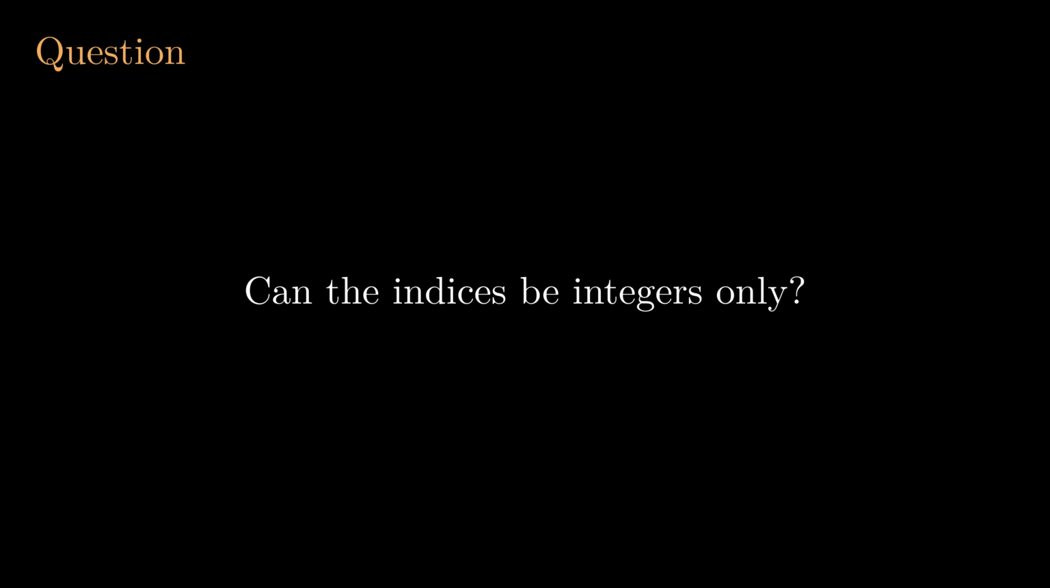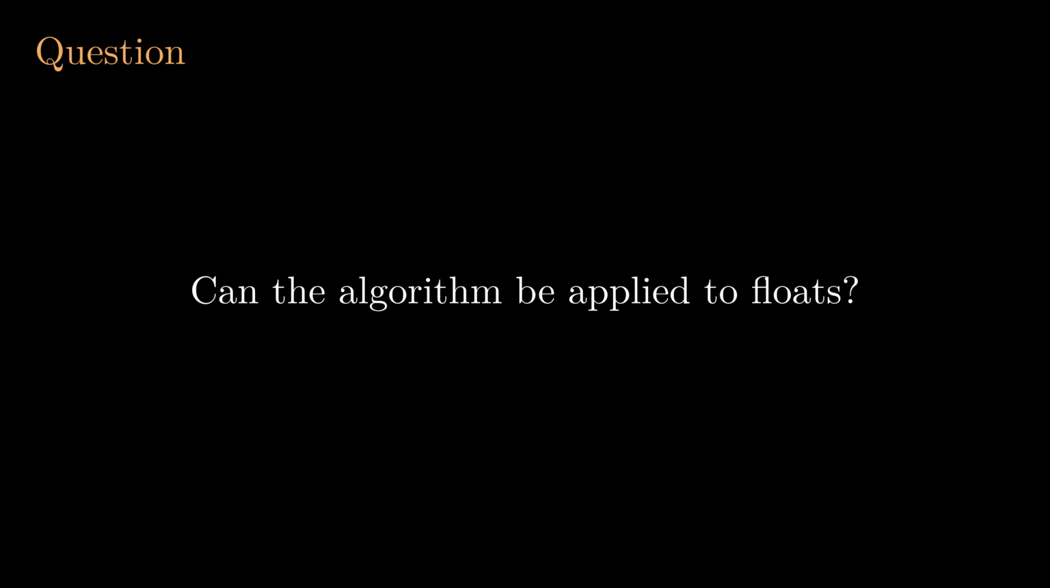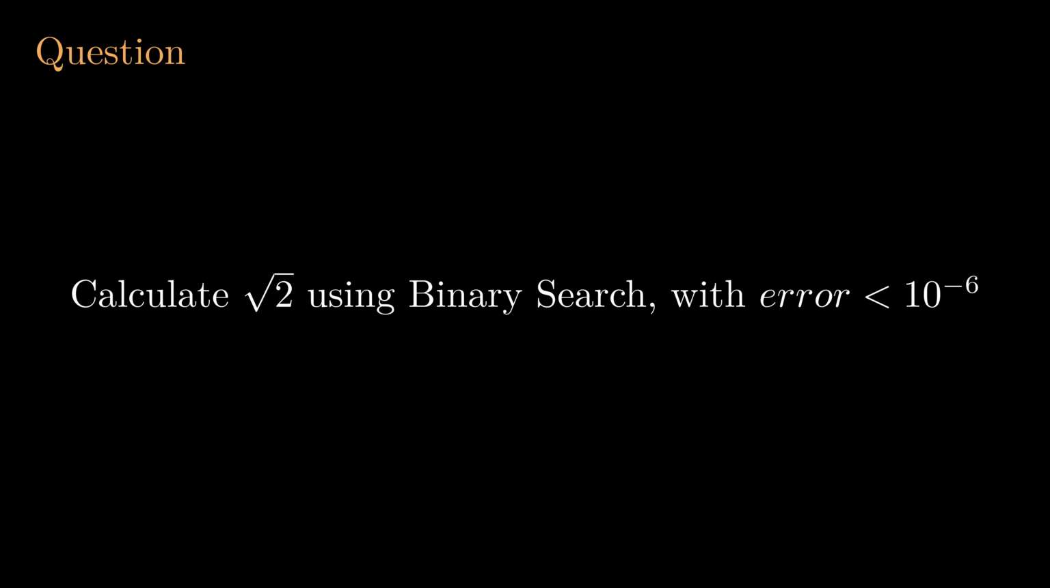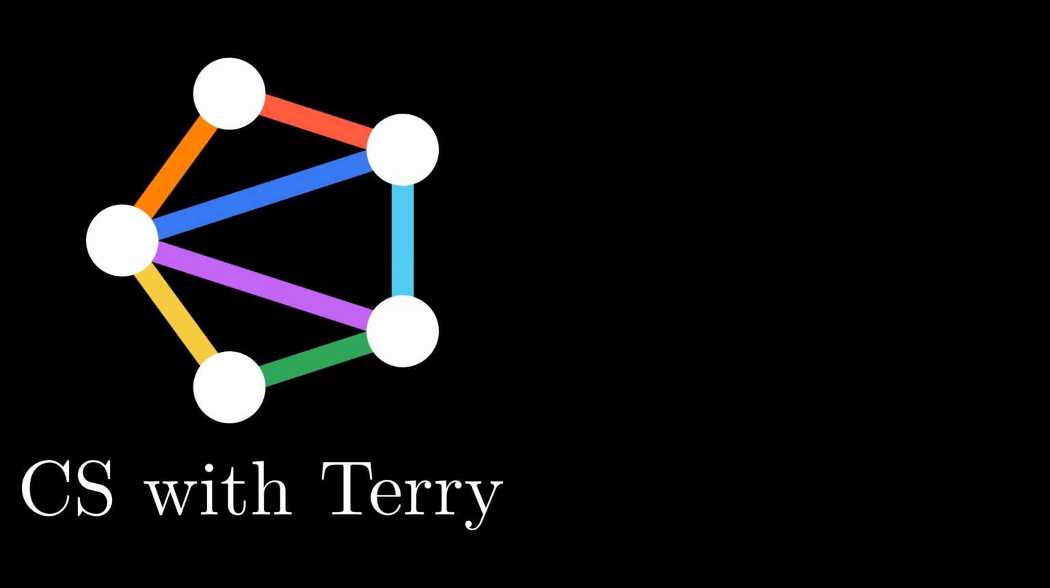Okay, this is all on binary search. Before the video ends, let's think about the question. The binary search algorithm we introduced today is used to find a specific element in an array. In other words, the indices of the array are integers. But can we apply binary search to floats? For example, is it possible to calculate the square root of 2 with error less than 10 to the power of -6 using binary search?